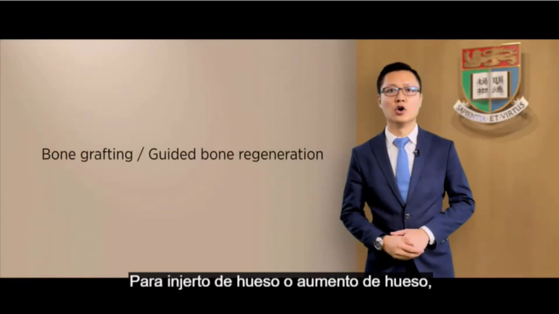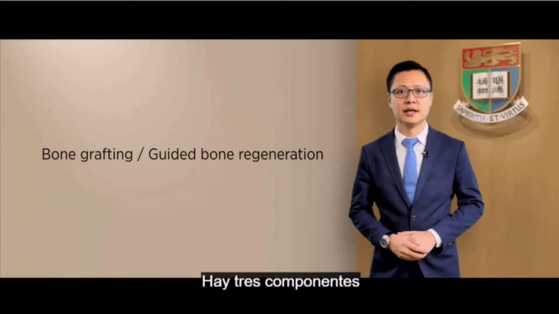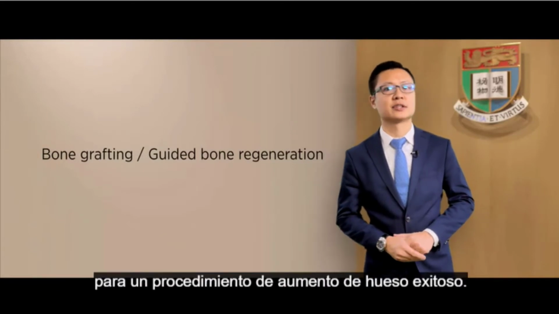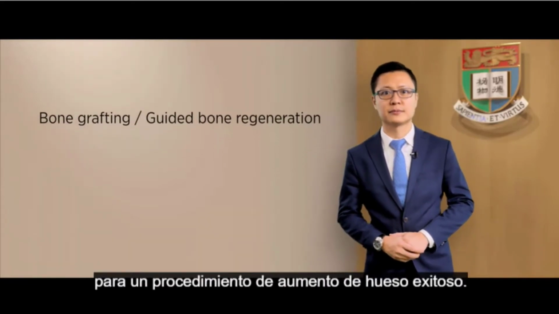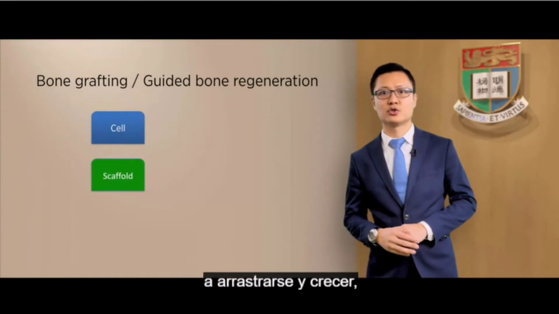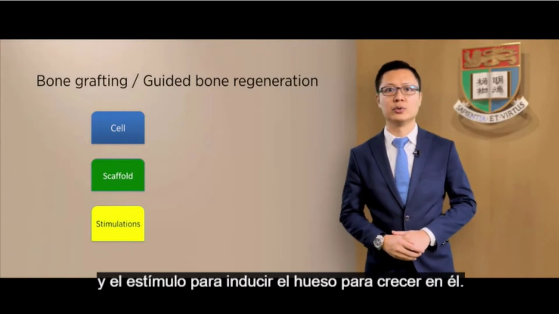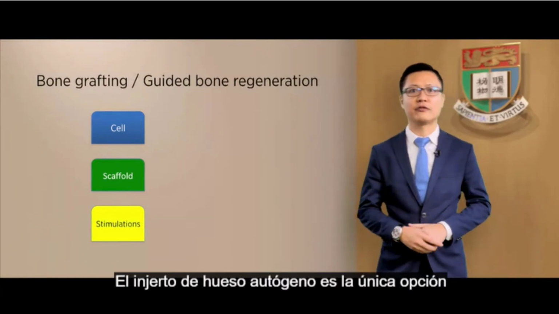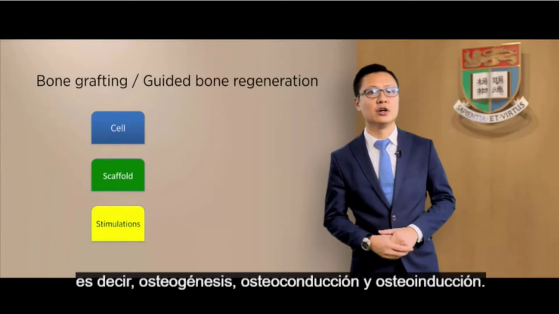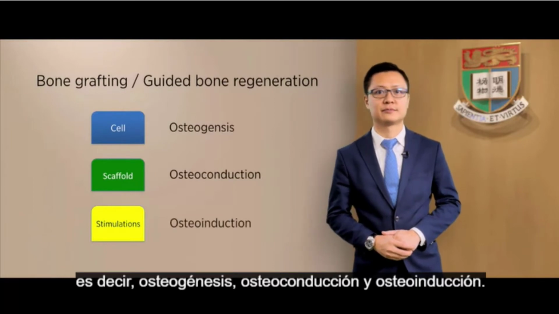For bone grafting or bone augmentation, there are some basics you have to know. There are three components that are essential and important for a successful bone augmentation procedure. They are the bone cells, the scaffold, which helps the bone cells to crawl and grow over, and the stimulus to induce the bone to grow into it. Autogenous bone grafting is the only option that gives you all these important components, namely osteogenesis, osteoconduction, and osteoinduction.